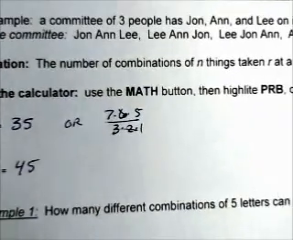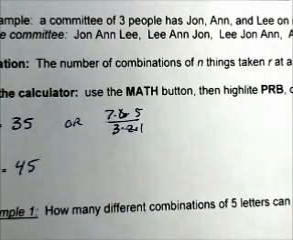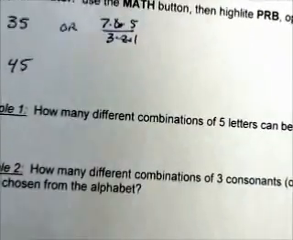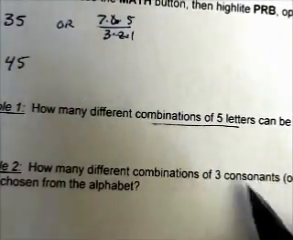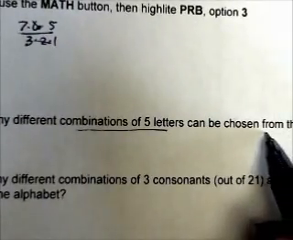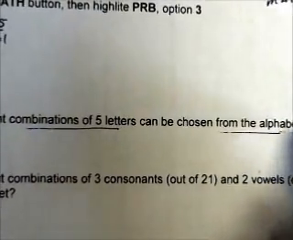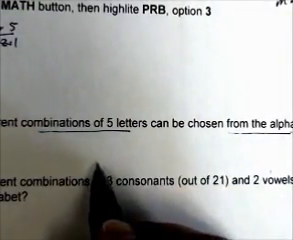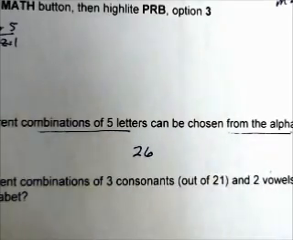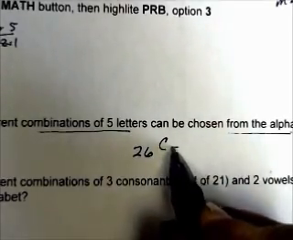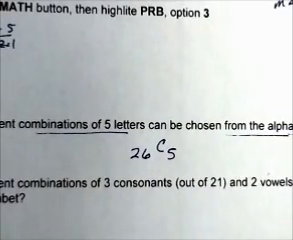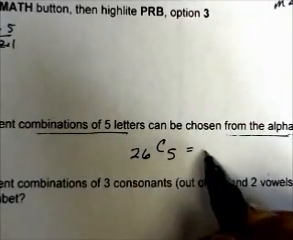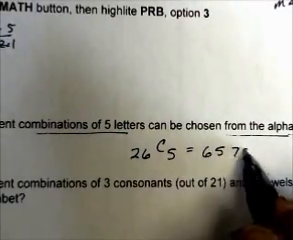How many different combinations of 5 letters can be chosen from the alphabet? We're looking for combinations, so order does not matter. Okay, so the alphabet, that's our N, right? And how many letters are in the alphabet? 26. So 26, and we're looking for combinations of 5 letters. So it would be 26 choose 5. Enter that into the calculator, and that results in 65,780.